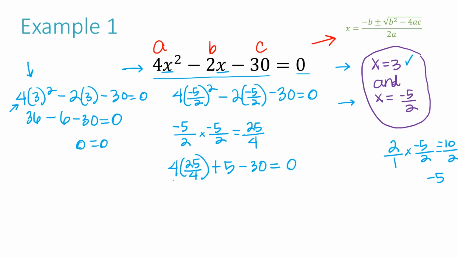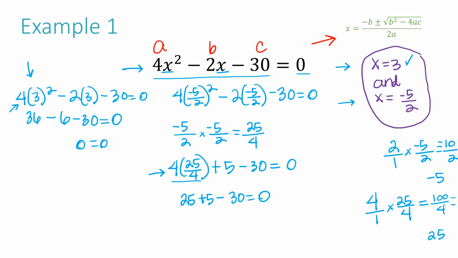Now I need to multiply this part. So again, if you remember, when you're multiplying by a whole number, you want to take your whole number and turn it into a fraction by giving it a denominator of 1. Then you're going to multiply it by the other fraction. So in this case, the other fraction was the 25 over 4. So now I have 4 times 25, and that's 100. And then I have 1 times 4, and that's 4. Well, 100 over 4 equals 25. So now this first term turns into 25. So now I have 25 plus 5 minus 30 equals 0. But let's see if that's true.